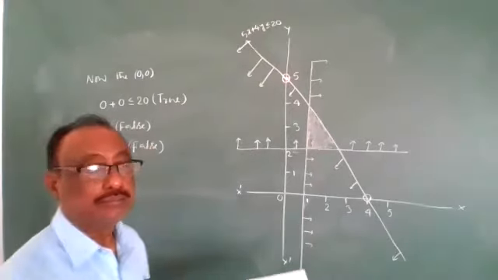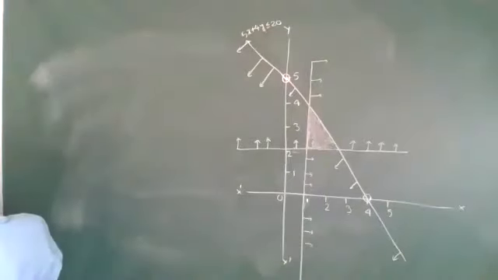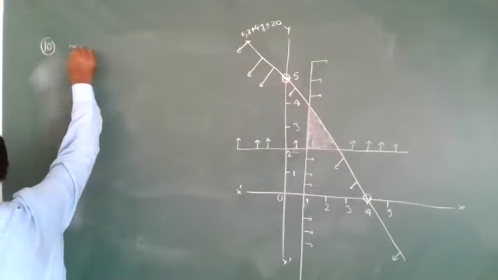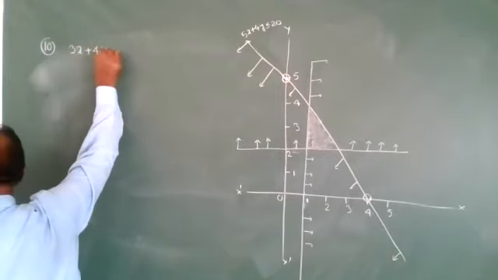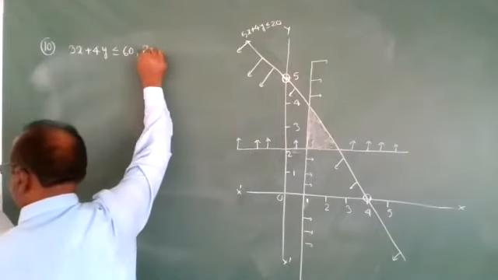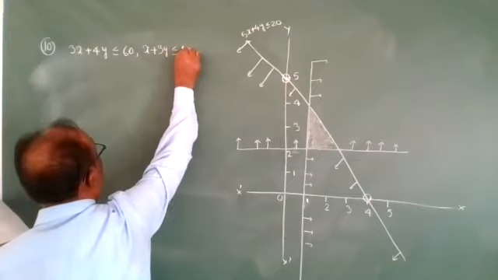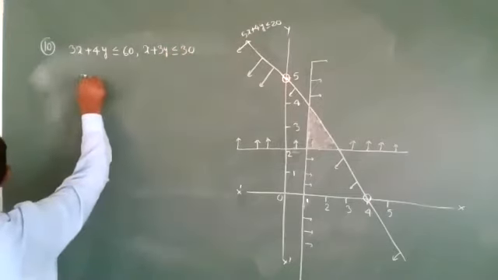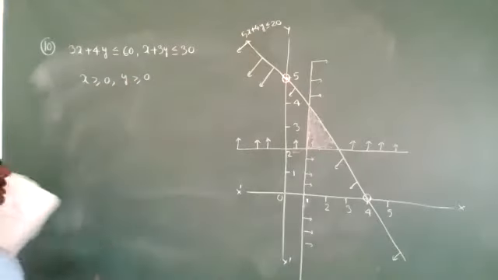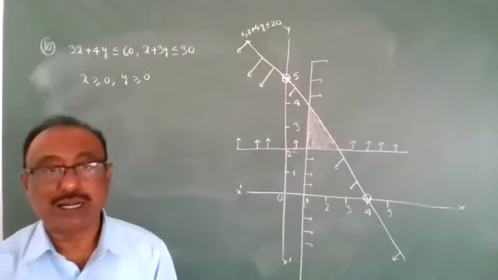Tenth problem. Write, everyone, 10th problem. 3x plus 4y is less than or equal to 60. x plus 3y is less than or equal to 30. x greater than or equal to 0. y greater than or equal to 0.